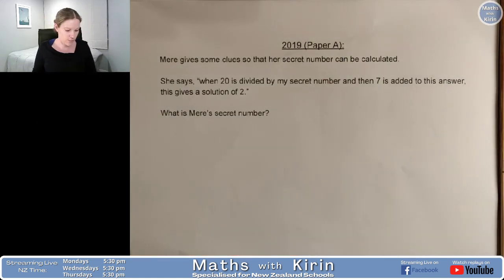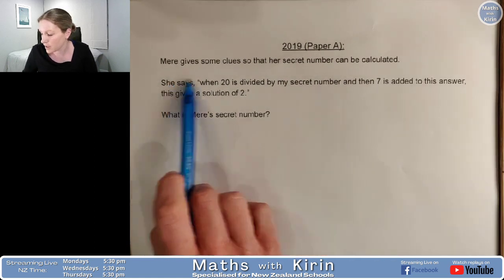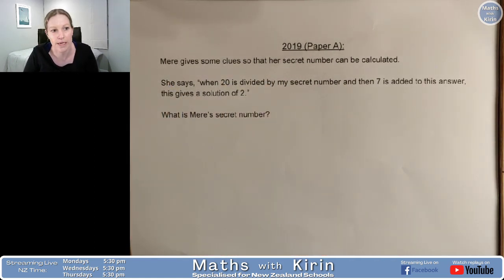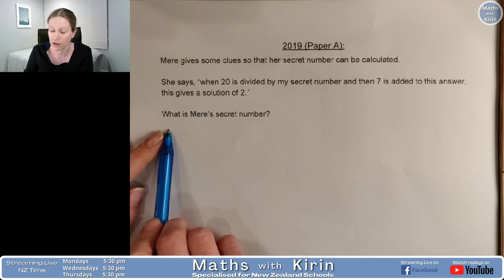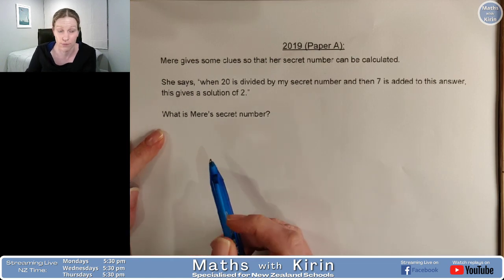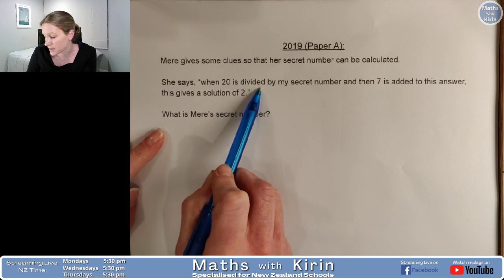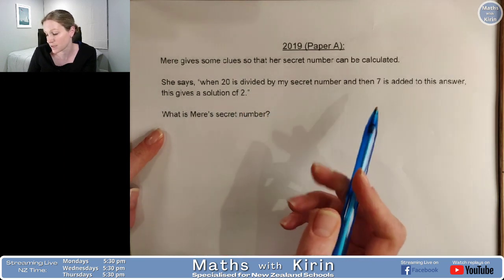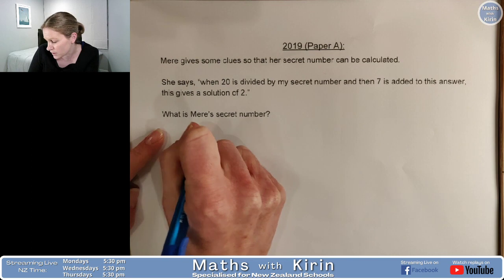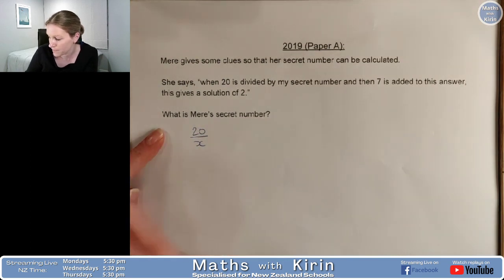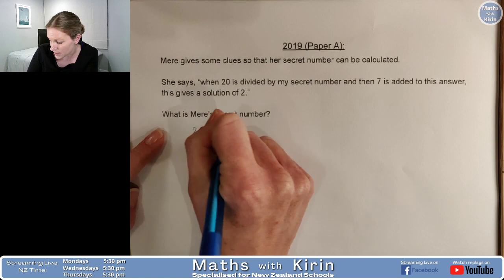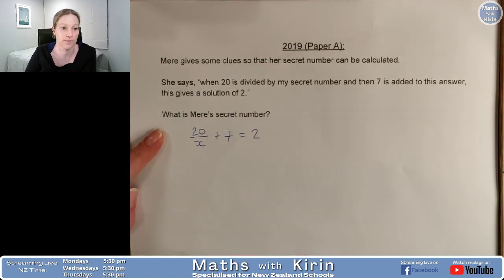Next question, also from the 2019 paper. So this time, again, we had to write our equation. So Mary gives some clues so that her secret number can be calculated. She says, when 20 is divided by my secret number, and then 7 is added to this answer, this gives a solution of 2. What is Mary's secret number? So again, it's not instructing us to write the equation, but we need to do that to get full marks. So when 20 is divided by my secret number, so let's say the secret number is x. When 20 is divided by my secret number, and then 7 is added to this answer, this gives a solution of 2.